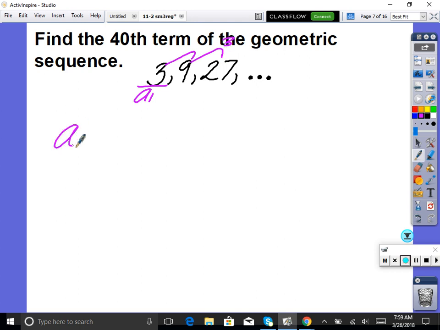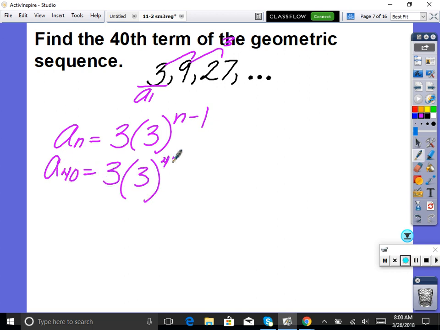So I'd say a sub n is equal to a sub 1, 3, times the common ratio of 3 as well, raised to the n minus 1. It says find the 40th term. That's a sub 40. So 3 times 3 raised to the 40 minus 1. The 40th term is 3 times 3 raised to the 39. So type it in. And then what would the 39th term be?